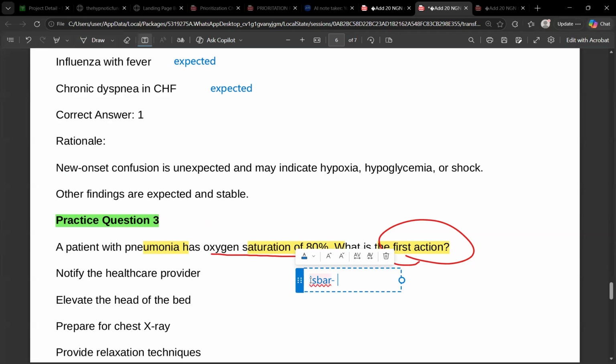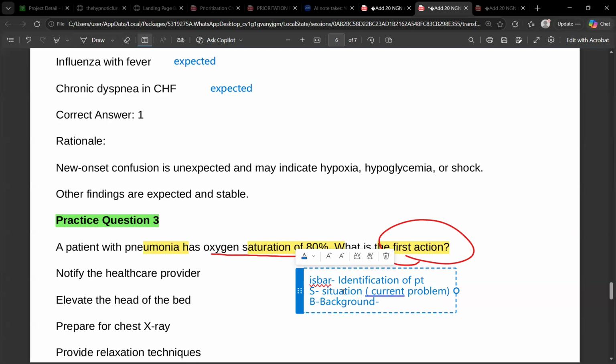I means identification of the patient. Then S means situation. Situation means current problem of the patient. Understood? And next one, B. B means background.